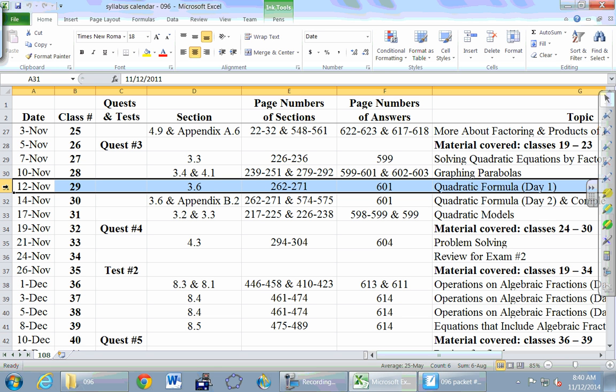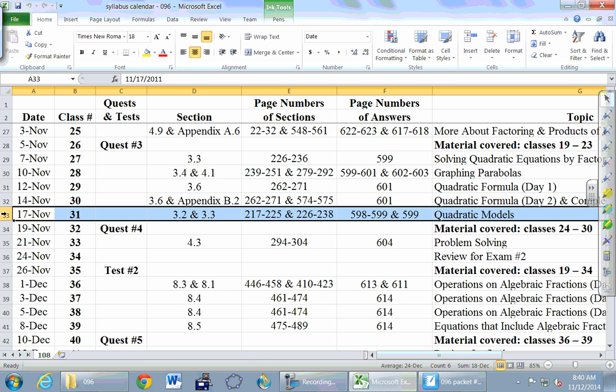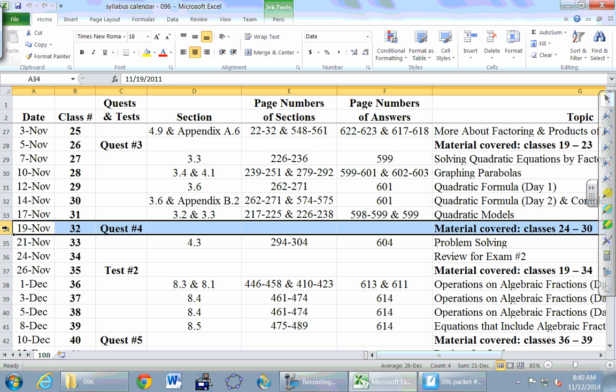Today is our first day on the quadratic formula. We're going to spend 2 days on this thing called the quadratic formula, today and Friday. Last class we looked at graphing parabolas, and today we'll look back at the graphs of those parabolas and then figure out how this new formula comes into play. So Friday is new stuff, Monday is word problems, and then Wednesday, 1 week from today, is quest number 4.